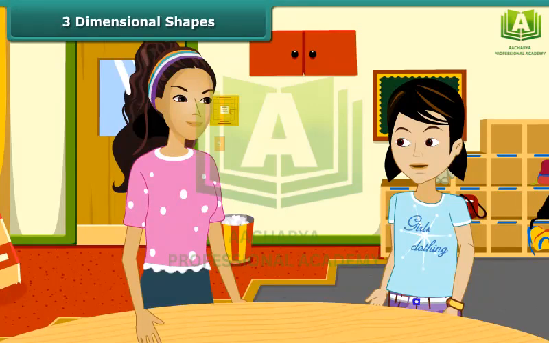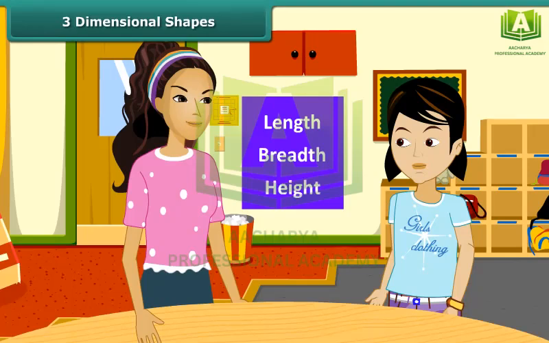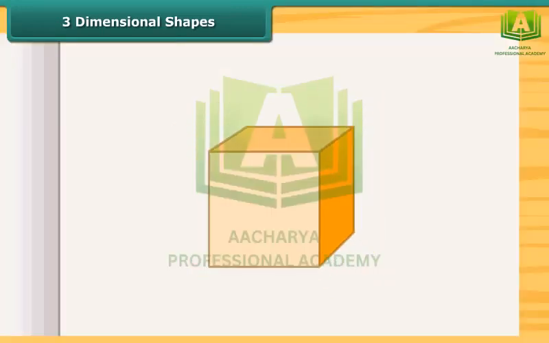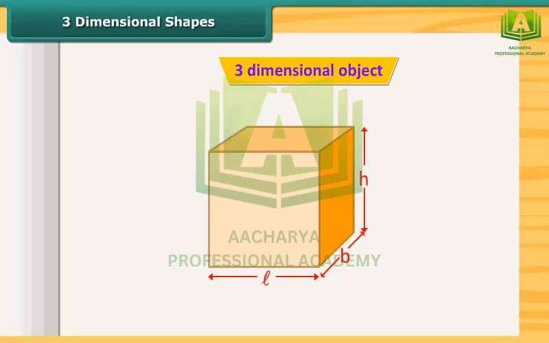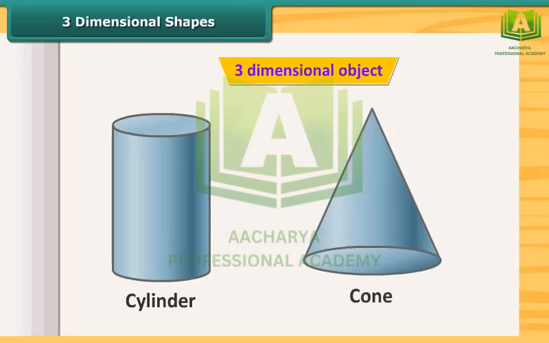What are three-dimensional shapes? A solid object having three measurements, like length, breadth and height, is called a three-dimensional object. Look at this cuboid. It has length, breadth and height. So this is a three-dimensional object. The cylinder, cone, etc. are three-dimensional figures.